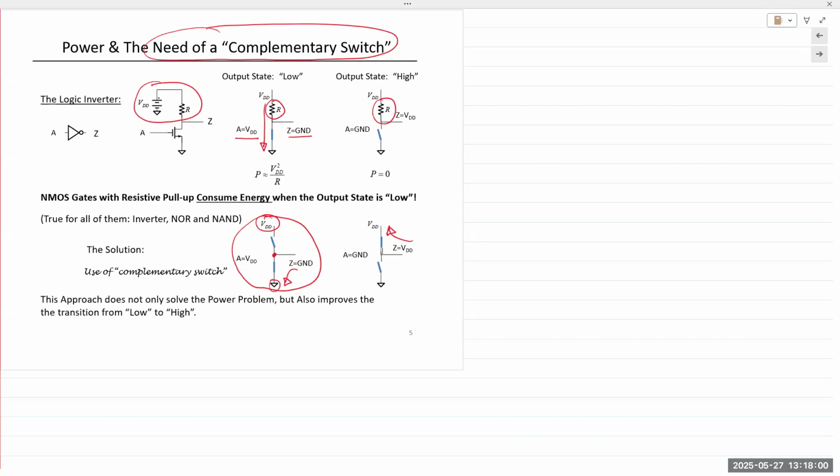This is a complement. The word complementary. Does that make sense? Right? Two different switches, but both cannot be on at the same time and both cannot be off at the same time.